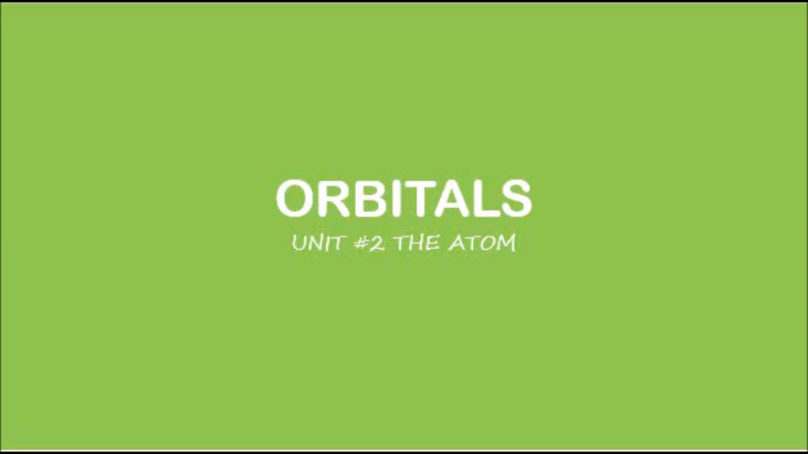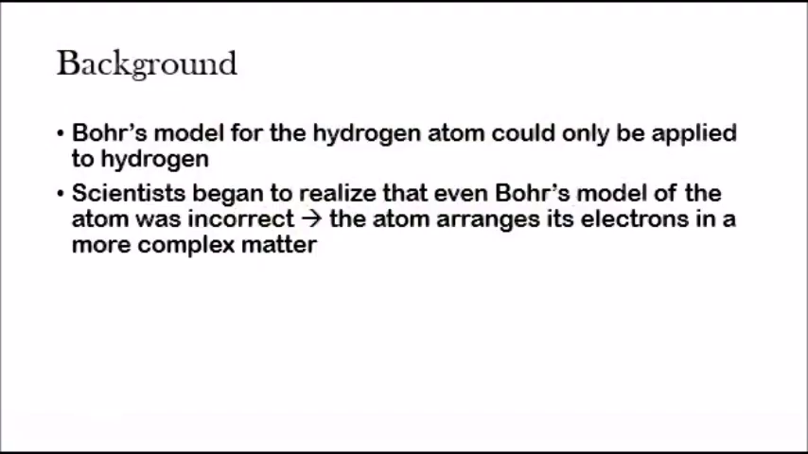This is currently what scientists believe is the true model for the atom as of today, and there's nothing more than this. You can think of this as the final step in understanding what the atom truly is. Bohr's model for the hydrogen atom could only be applied to hydrogen. Scientists began to realize that even Bohr's model of the atom was incorrect. The atom arranges its electrons in a more complex manner than just energy levels.